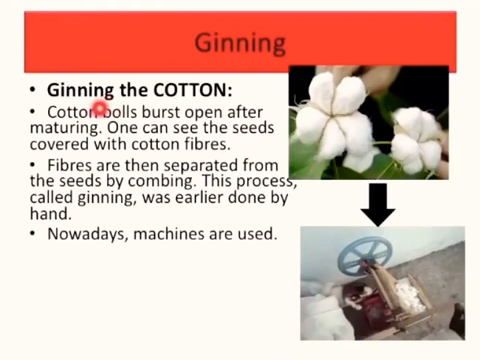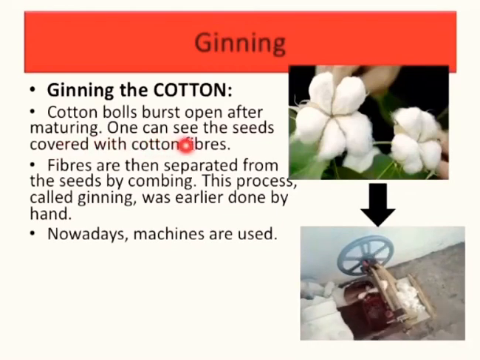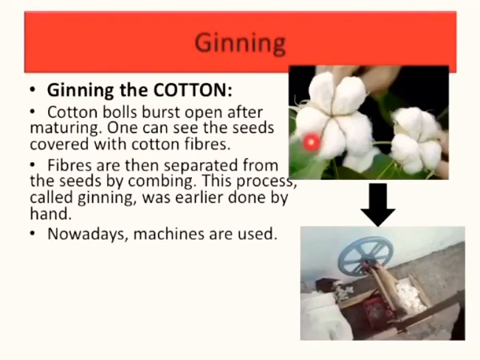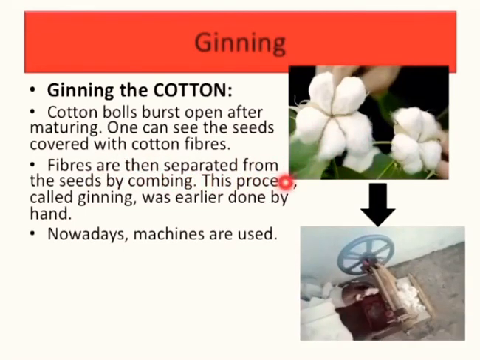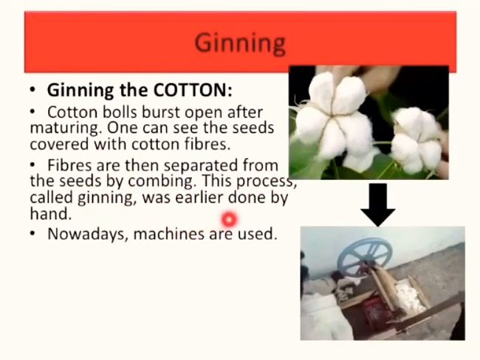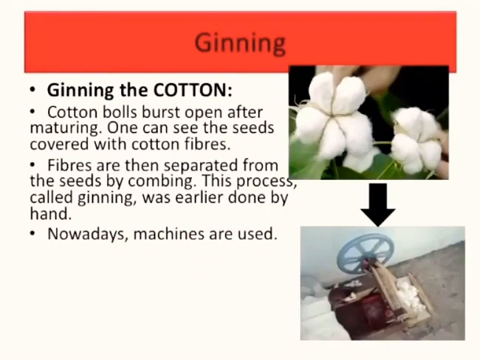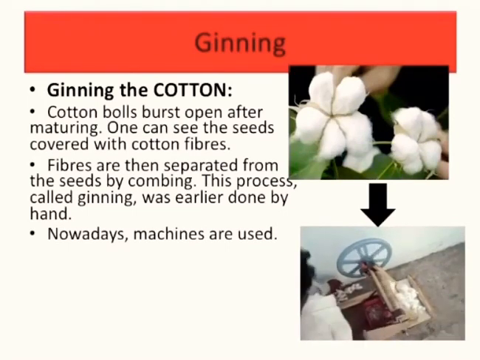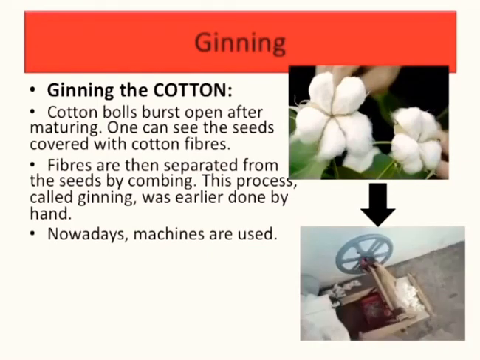First of all, ginning the cotton. Cotton balls burst open after maturing. One can see the seeds covered with cotton fibers. The fibers are then separated from the seeds by combing. This process is called ginning, and it was earlier done by hand. Earlier people used to extract or separate seeds from the fiber by hand, but nowadays machines are used.